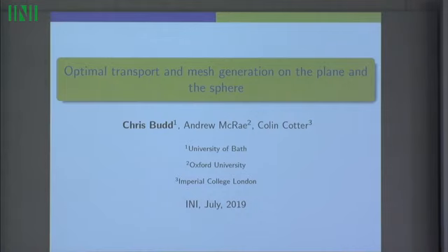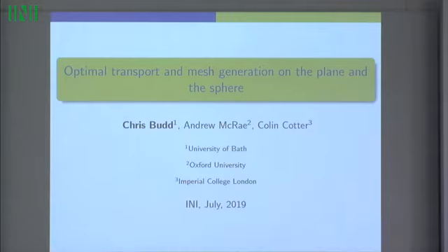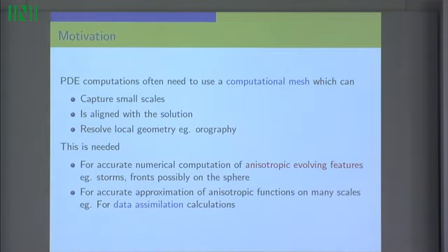He did all the clever stuff, and Andrew McRae, who is my postdoc and is now at Oxford, did a lot of the implementation and in fact did most of the real work that I'm going to describe. So it's called optimal transport and mesh generation in the plane and the sphere, and you'll see why I've used the term optimal transport as we go through. Okay. So what I'm going to talk about is primarily mesh generation.